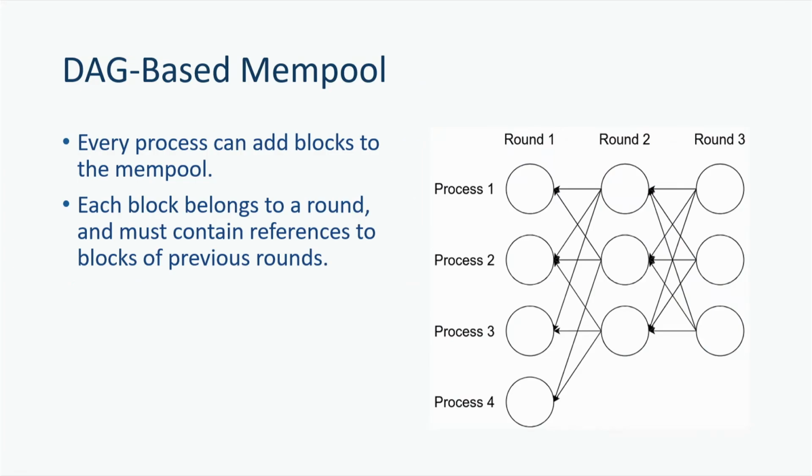The idea is that we have this DAG-based mempool. Each vertex on this graph represents a data block, and every process can add blocks to the mempool. And now from this figure, you can immediately see one thing, which is that this DAG graph only provides a partial order over these blocks. So it doesn't really give you a total order over the requests. And so we need an additional mechanism to reach consensus on the order.